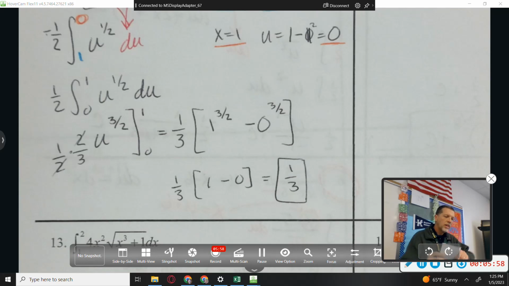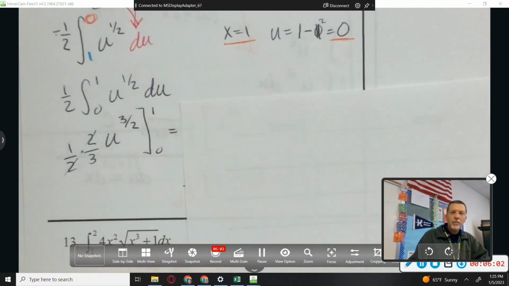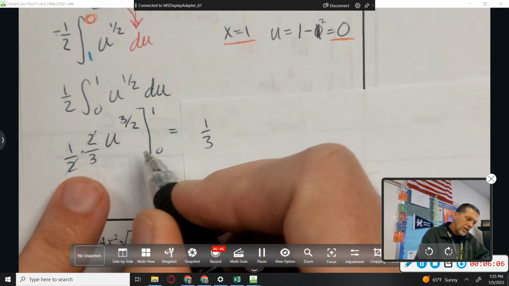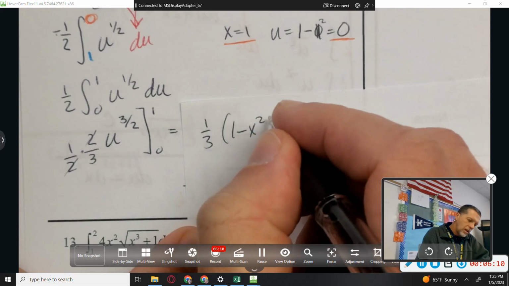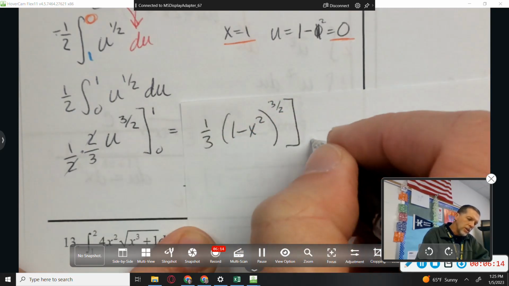The other way to do this, and you don't write this down because you don't have space, I've grabbed a piece of paper here. If you switch it back, so u was 1 minus x squared to the 3 halves, then I can use my original limits.